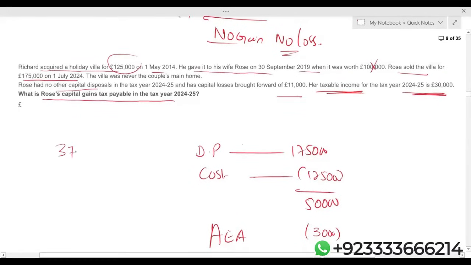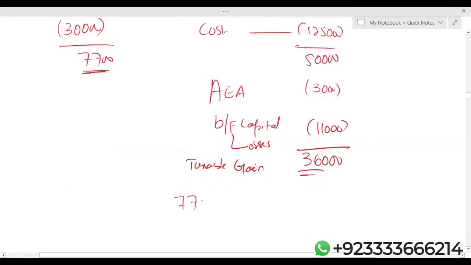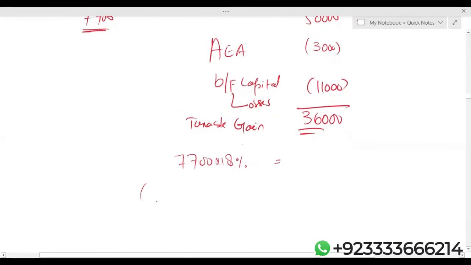Basic rate band is 37,700. Already there's a taxable income of 30,000. It means still there's a space of 7,700. So on this 7,700, applicable rate is going to be 18%. Because when you are selling a residential property, if there's a space in the basic rate band, it is 18, otherwise 24. For all other assets other than residential property, if there's a space in the basic rate band, then applicable CGT rate is 10, otherwise 20.